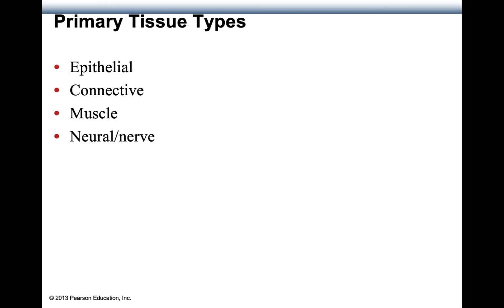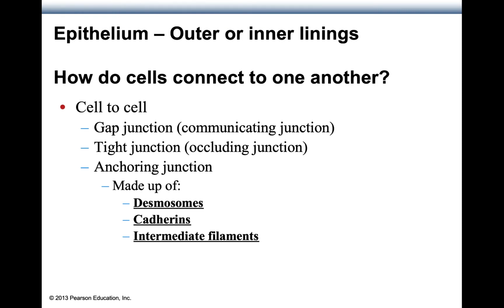Now, tissue types, this for sure is a review from anatomy. You've got 4 main tissues: epithelium, connective tissue, muscles, and nerve tissue. The first one we're going to go over is epithelium, and there's just a few things I want to point out here to you just in case you didn't go over this in anatomy. Epithelium, like your skin, the internal or external lining of your body, is made up of cells that are held together side by side.